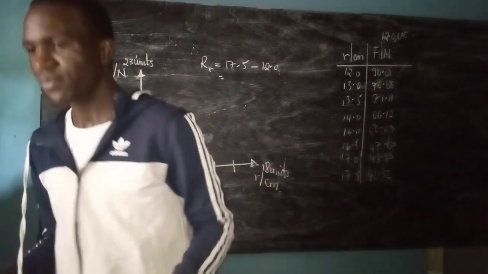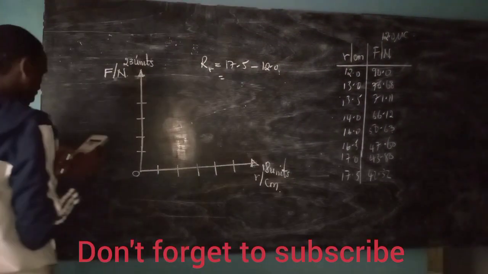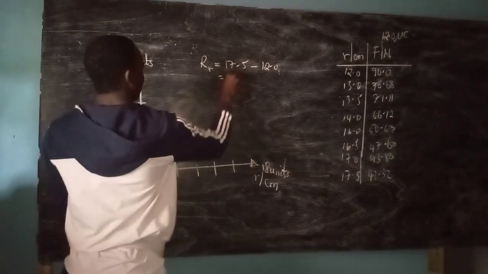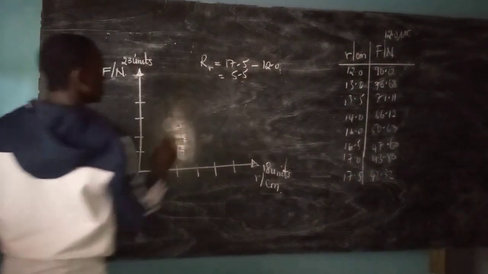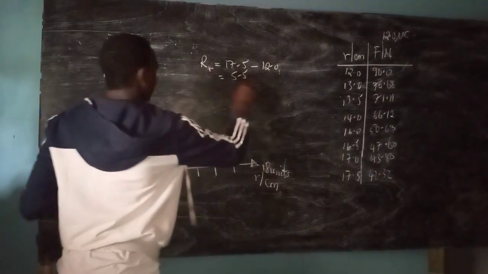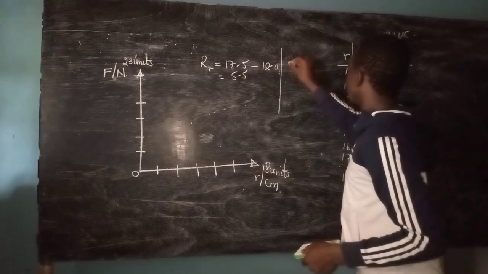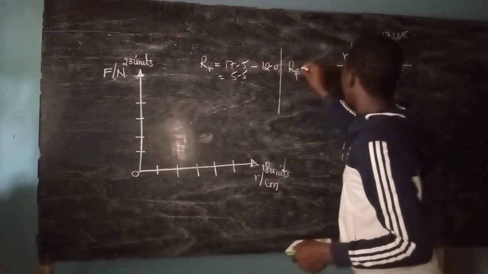And when you evaluate that, 17.5 minus 12.0, I'm going to have 5.5. Once I have the range for the separation, I do the same thing for the force. For the force, the range is what? Range of the force F will be equal to what?